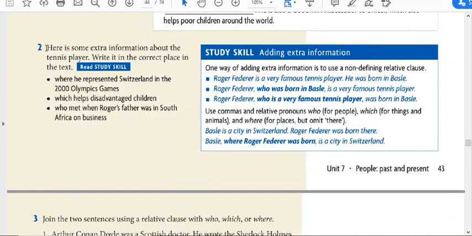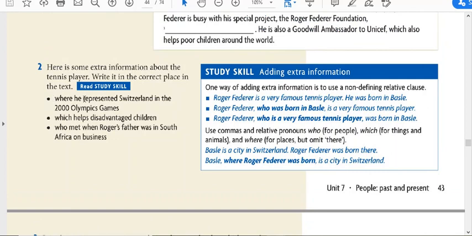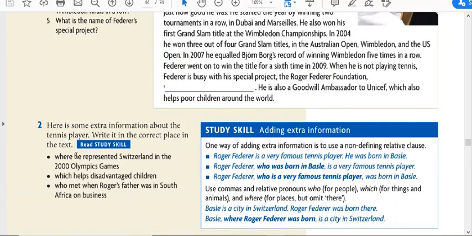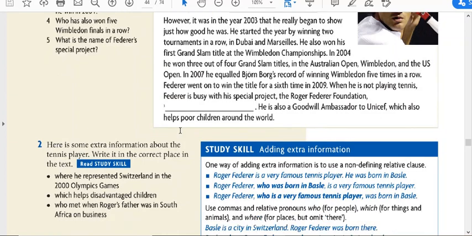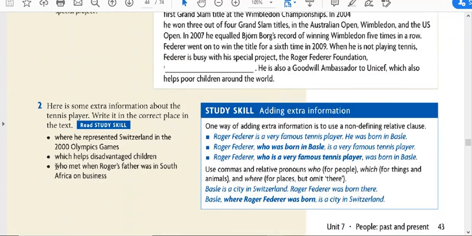We move now to number 2. Here is some extra information about the tennis player. Okay, write in the correct place in the text. Okay, we got 3 points here. Then you need to go back and find the blanks here and then try to match and write the correct answer in the proper blank.